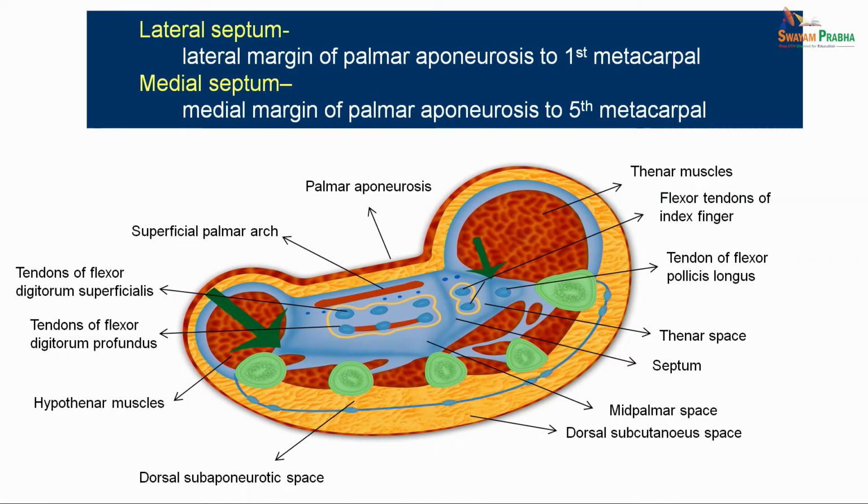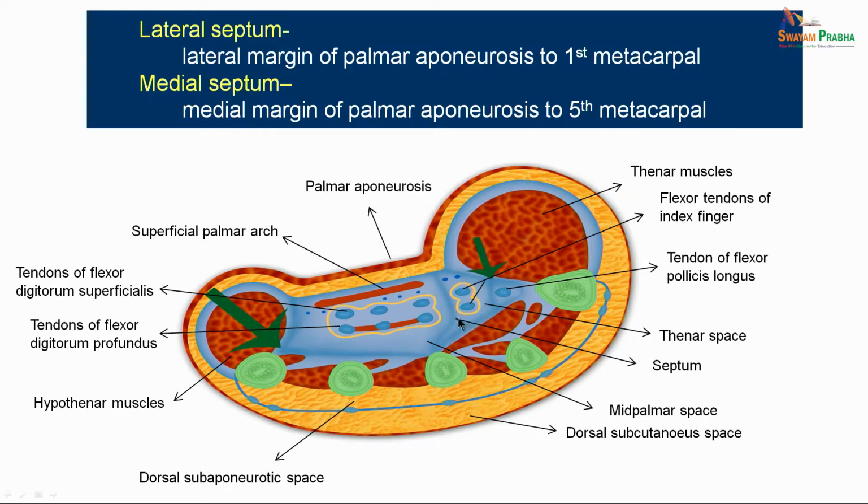The same is seen in this picture. The lateral septum, as I said, comes from the lateral margin of the palmar aponeurosis going towards the first metacarpal. The intermediate septum comes from the lateral border of the palmar aponeurosis and goes towards the third metacarpal, whereas the medial septum starts from the medial border of the palmar aponeurosis and attaches to the fifth metacarpal. Thus, there are 2 spaces.